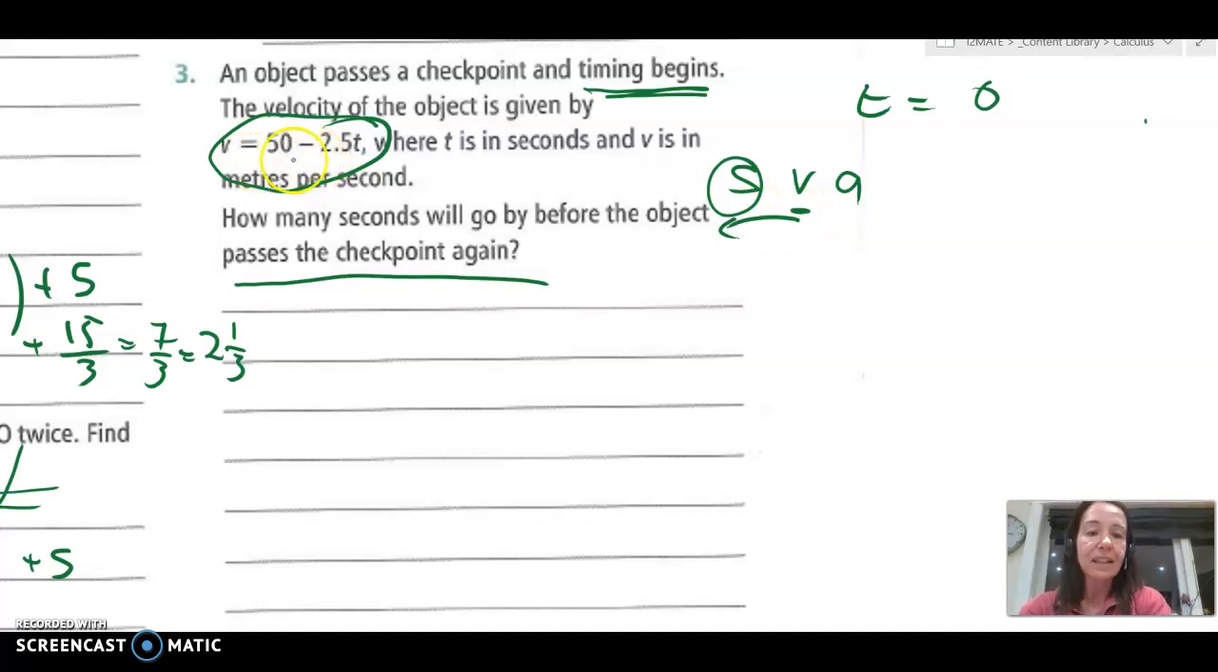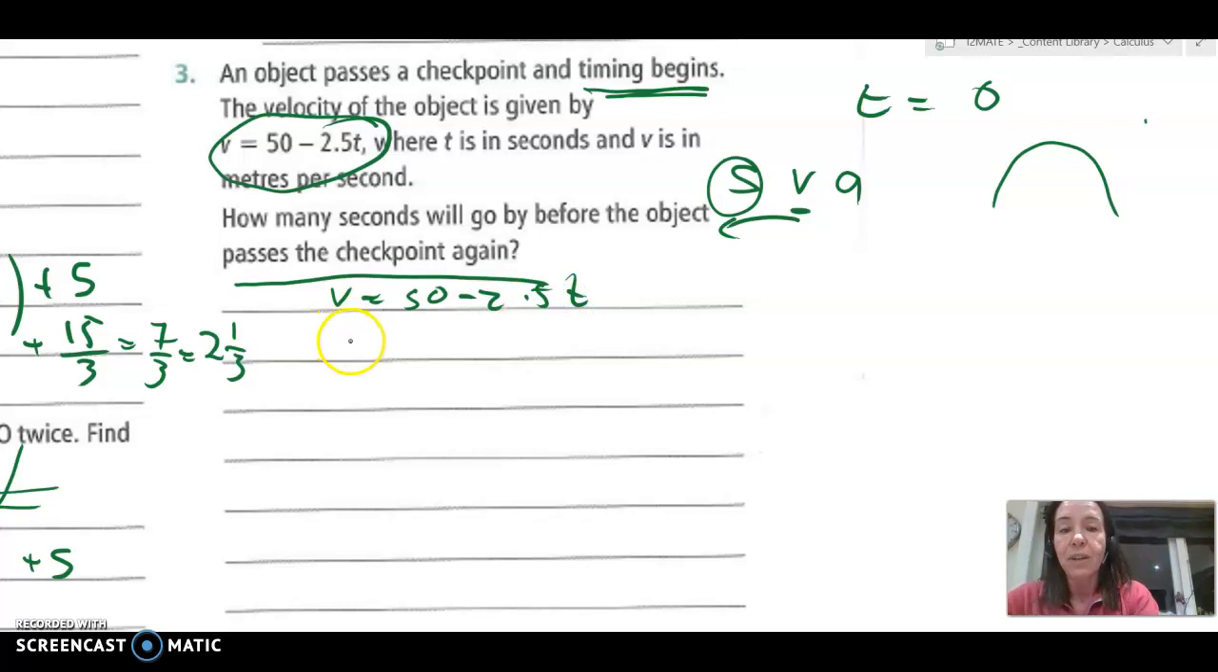Now, my derivative of my initial function, my gradient function, velocity, is negative. So that means my original equation would have been a negative parabola. Okay, so just thinking of all these things in my head as I'm going. So I've got v equals 50 minus 2.5t, and I'm trying to find my distance. So it'll be 50t minus 2.5 divided by 2 t squared, plus some c.